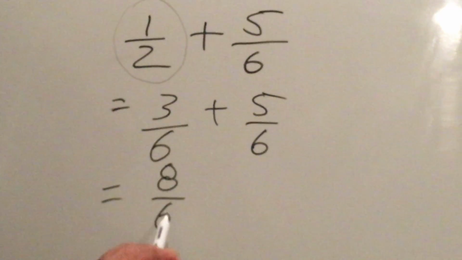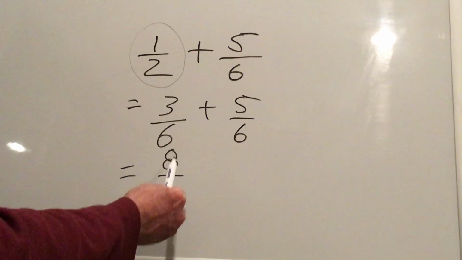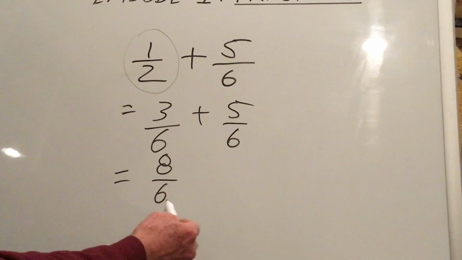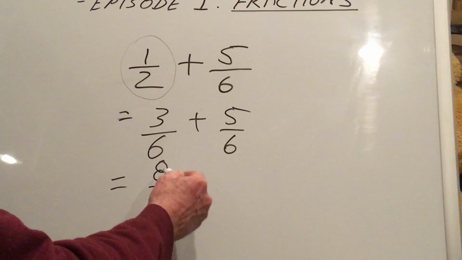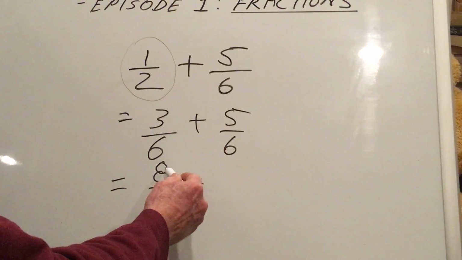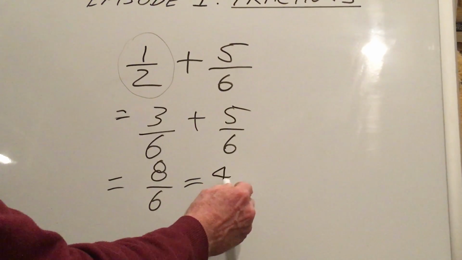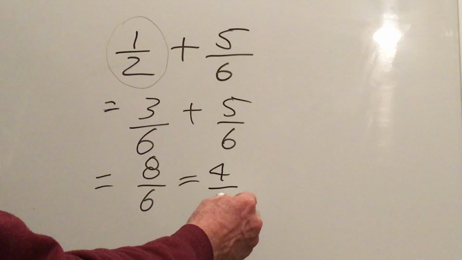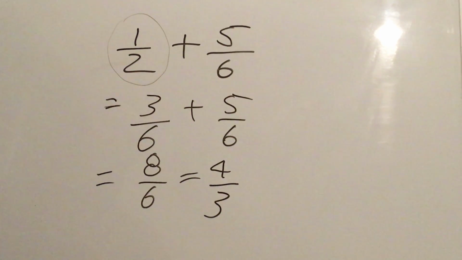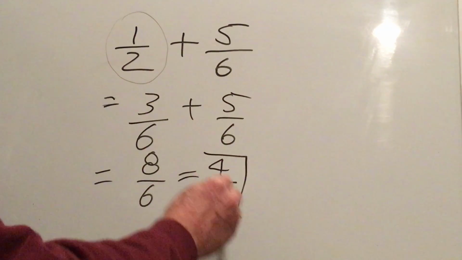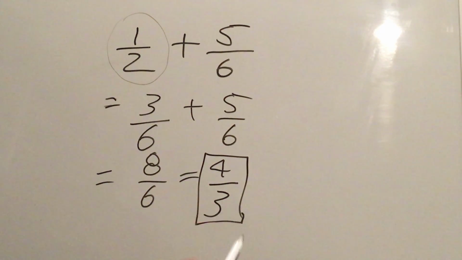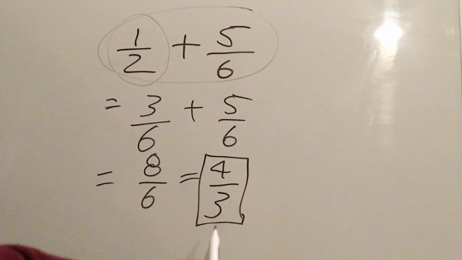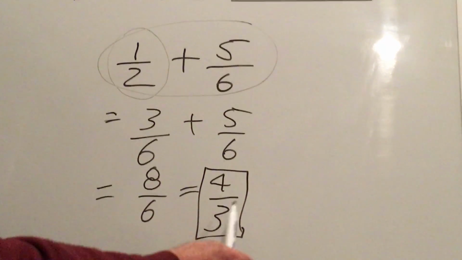So you notice these are both even numbers. They're both divisible by 2. So if we divide the top by 2 and the bottom by 2, we can say 8/6 equals 4 over 3, that's 8 divided by 2 over 6 divided by 2. So that is actually the correct answer. So the answer to this equals 4/3, or 4 over 3.